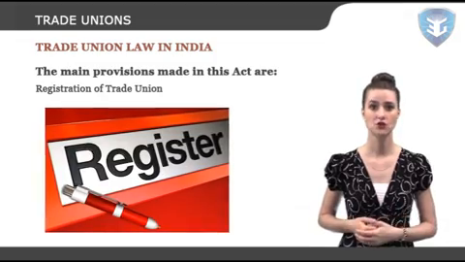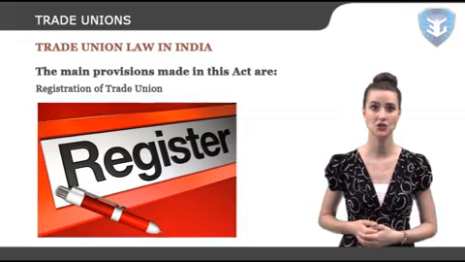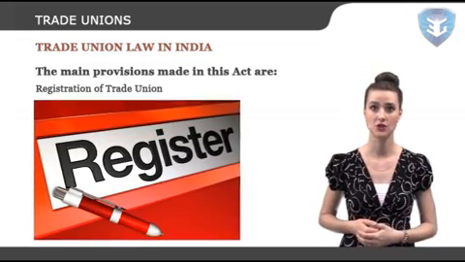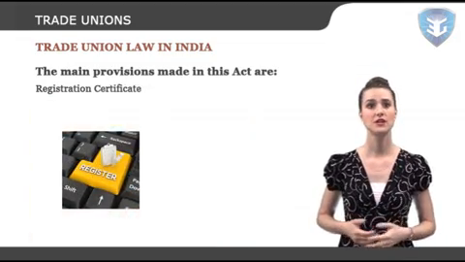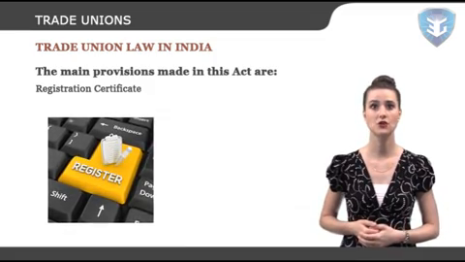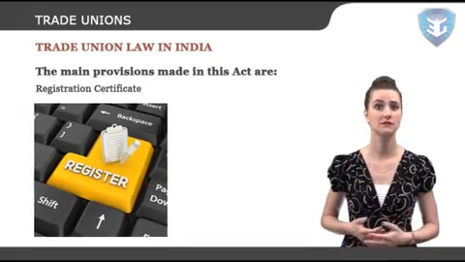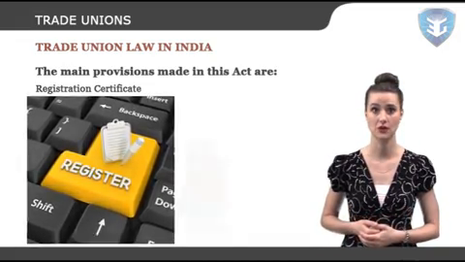For registration of a trade union, 7 or more members of the union can submit their application in the prescribed form to the Registrar of Trade Unions. Registration certificate: on receipt of the application for registration, the registrar issues a certificate of registration in the prescribed form as a conclusive evidence of registration of that trade union.